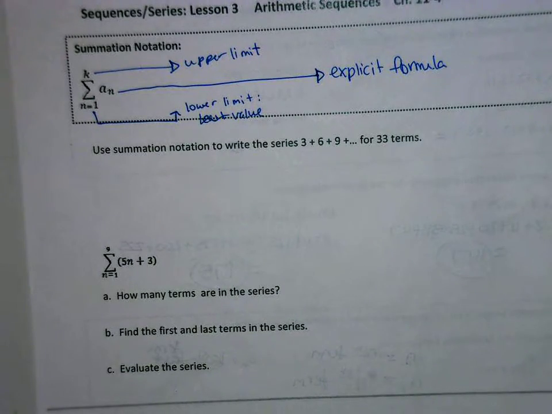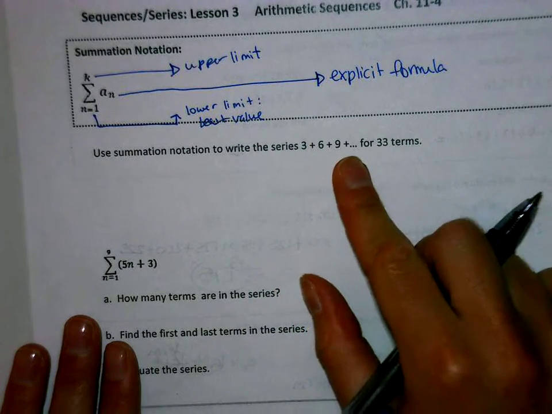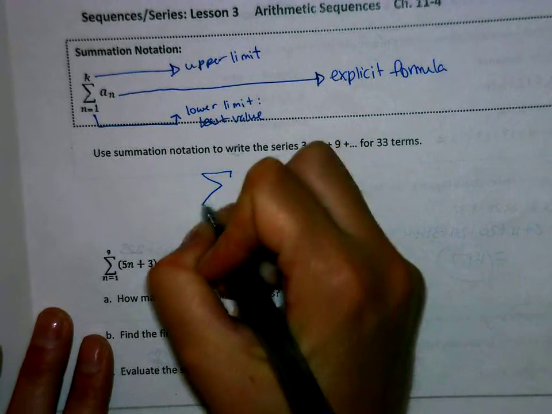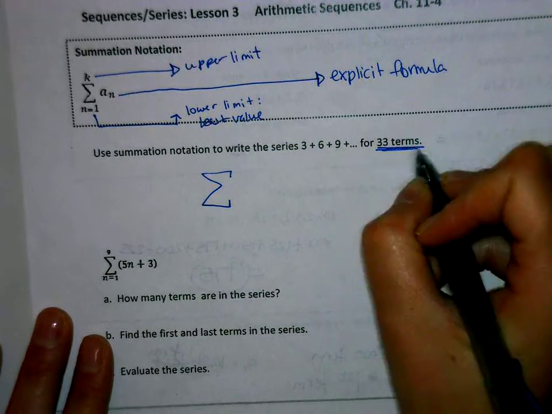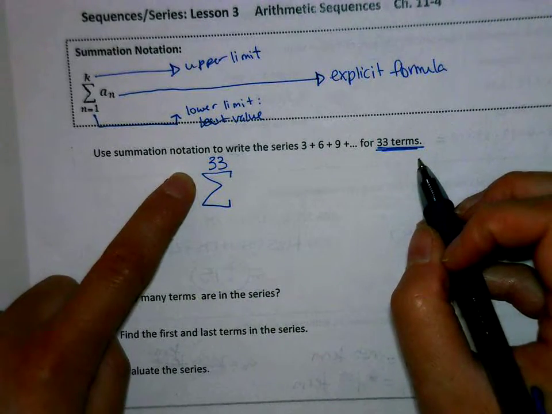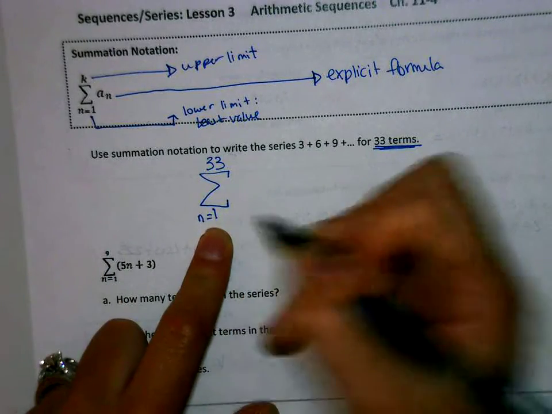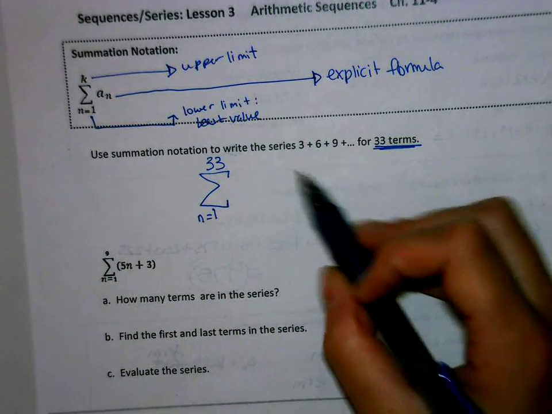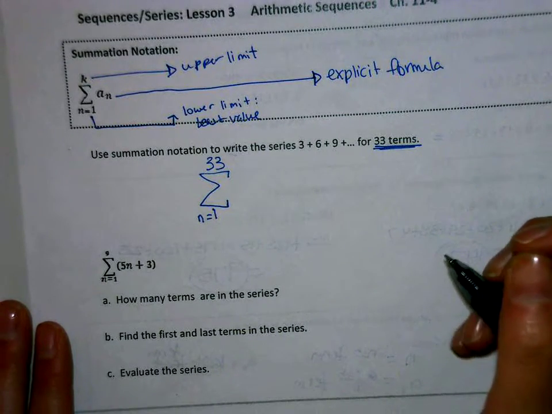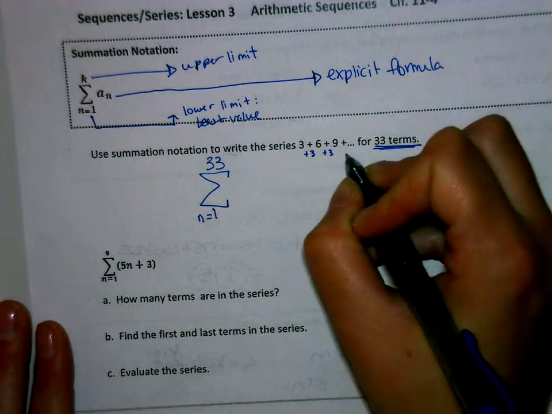Alright, so let's use summation notation to write the series 3 plus 6 plus 9 and so forth for 33 terms. We know there's going to be 33 terms, so the upper limit is 33. We start with n equals 1 for our first term. Now we have to determine our explicit formula. So we're going back to arithmetic sequences that we've worked on. And I know we are adding 3 to every number.